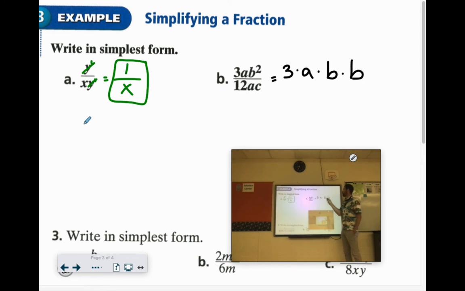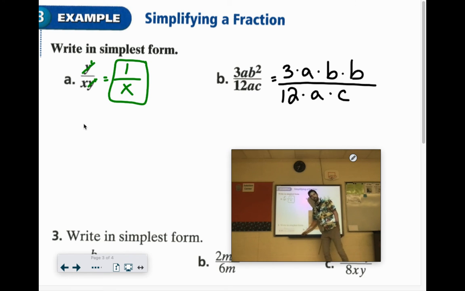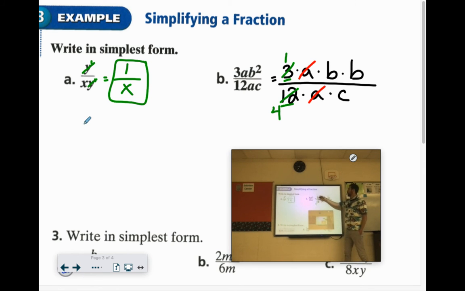So on b, if we were to stretch this out a little bit, 3 times a times b times b, right? That's 3ab squared. Then we have 12 times a times c. The first thing you probably notice is they both have an a. So we can cancel out the a for the a. Now, the numerator has b's, denominator has c's, so those we can't do anything with. But think of the fraction 3 over 12. What goes into 3 and 12? 3. 3 goes into 3 one time, 3 goes into 12 4 times. So up in the numerator, we have 1 times b, which is just 1b squared. Denominator, we have 4 times c, which is 4c.